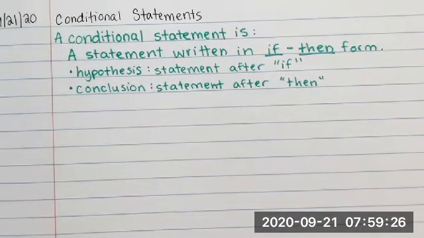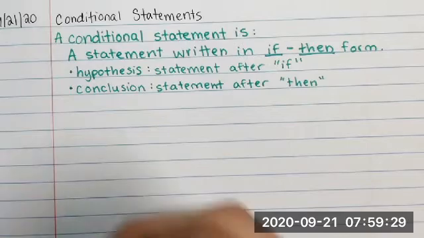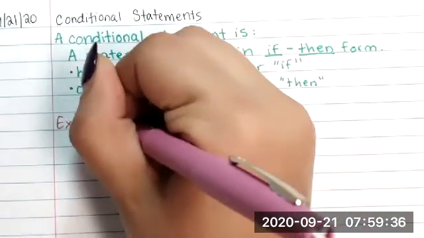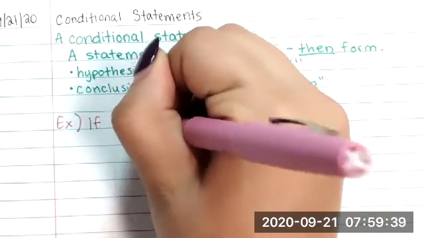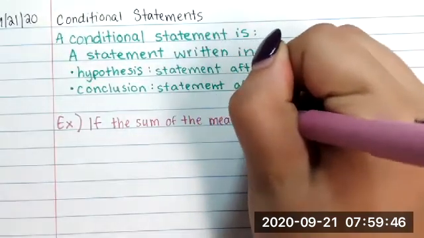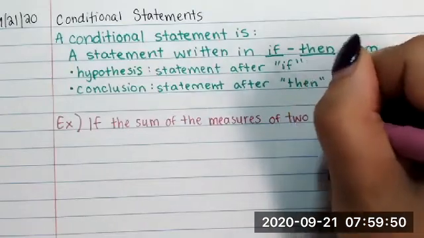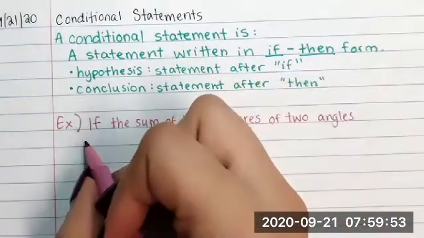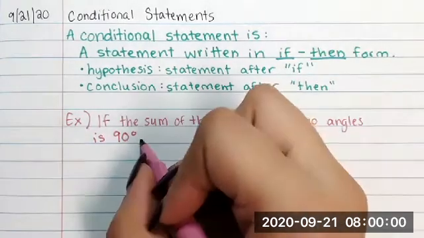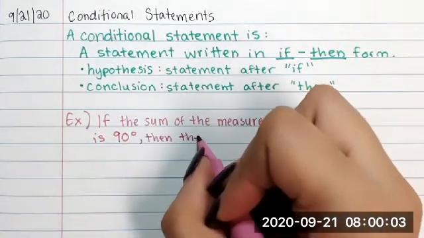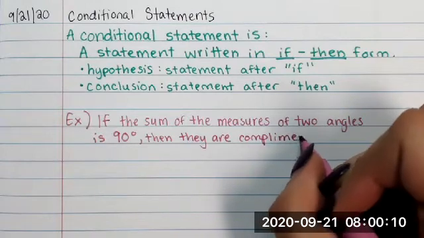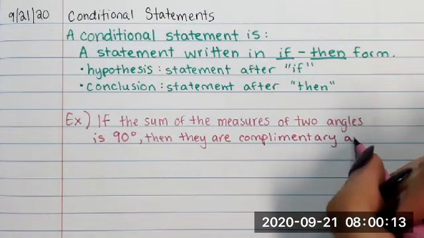So let's get ourselves a nice little example. If the sum of the measures of two angles is 90 degrees, then they are complementary angles.